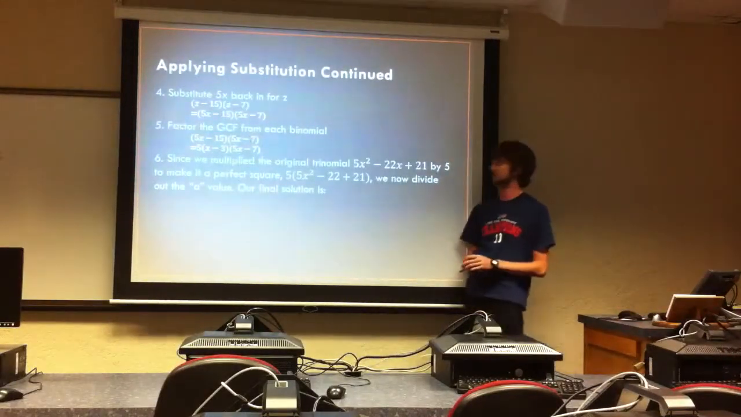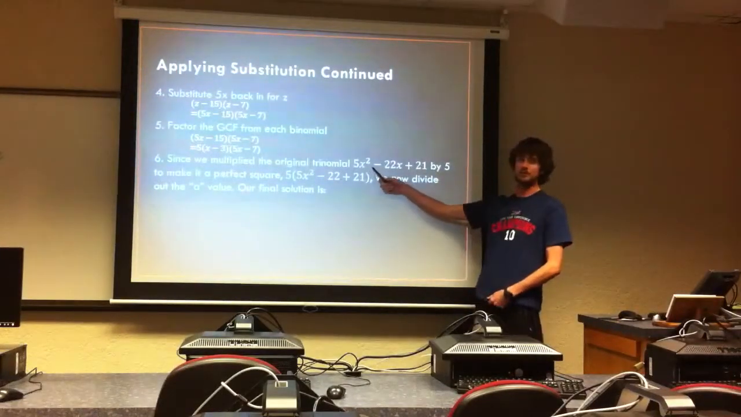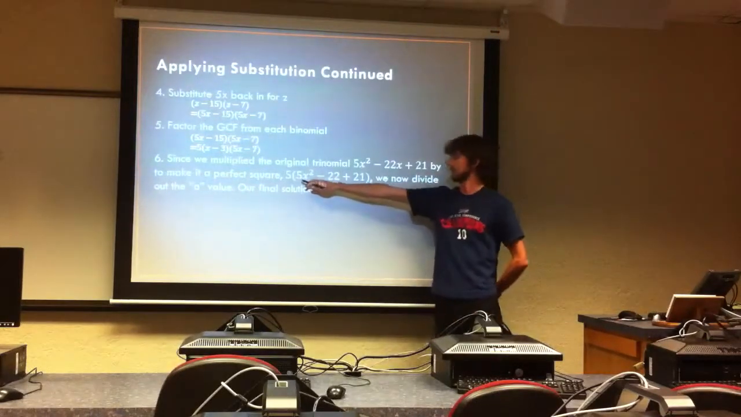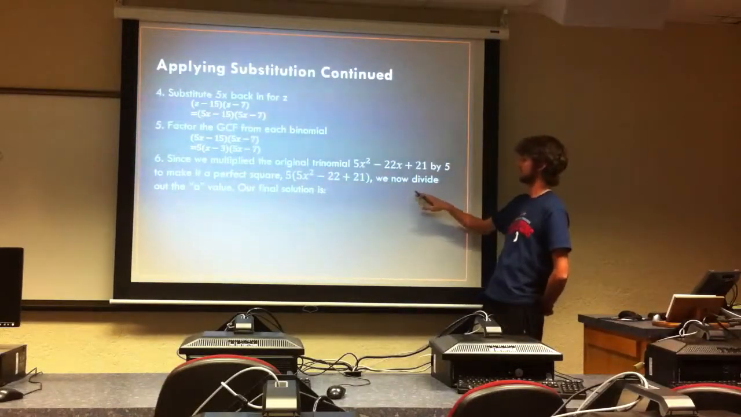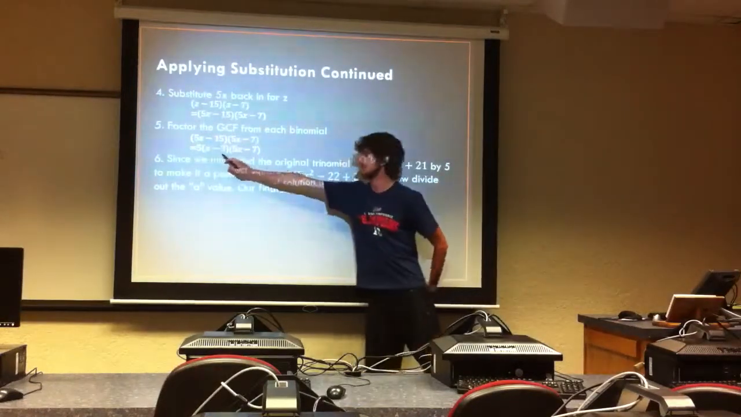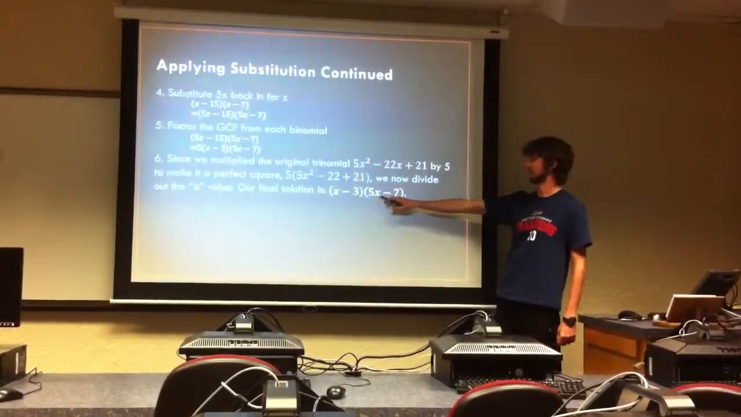And our final step, step 6, says, since we multiplied our original trinomial, 5x squared minus 22x plus 21, by 5, we made it a perfect square, as in here. So now we can divide out the a value, which is 5. So we're going to divide out this a value and get our final result of x minus 3 times 5x minus 7.